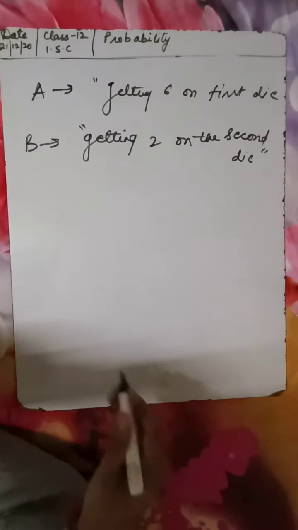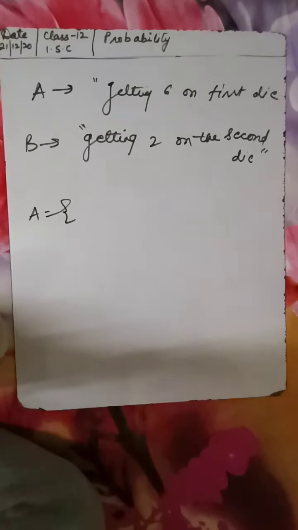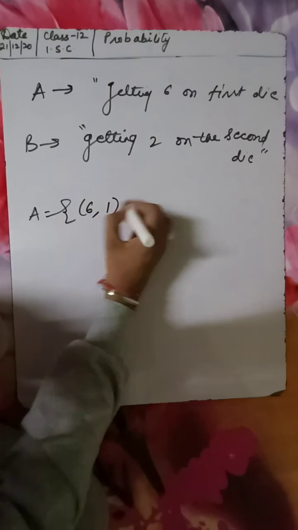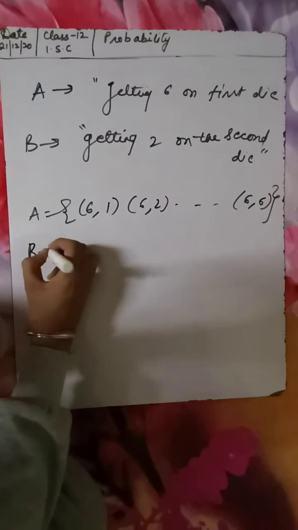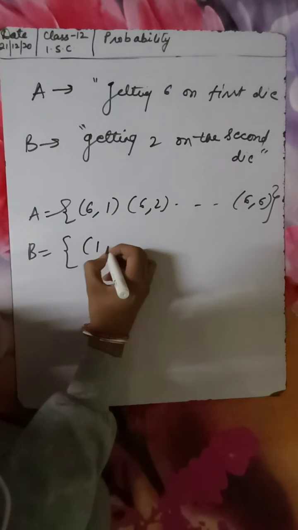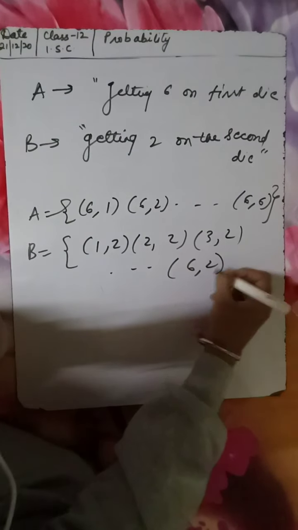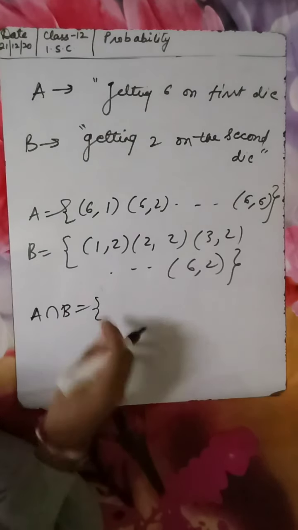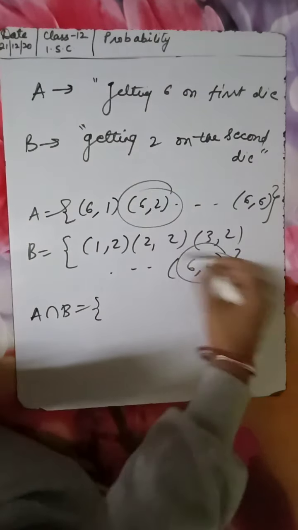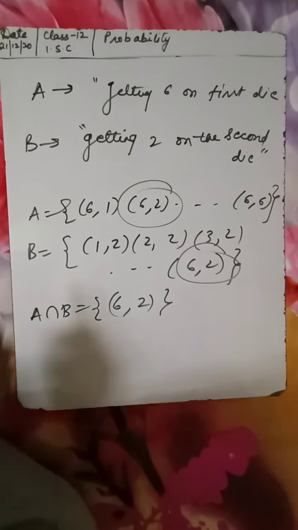Let's see. What will be the sample space of A, getting 6 on the first die? It is 6 1, 6 2 and so on up to 6 6. And what will be the sample space of B, getting 2 on the second die? It's just 1 2, 2 2, 3 2 and so on up to 6 2. If I ask you what will be A intersection B, in both of them we have the 6 2 pair common.